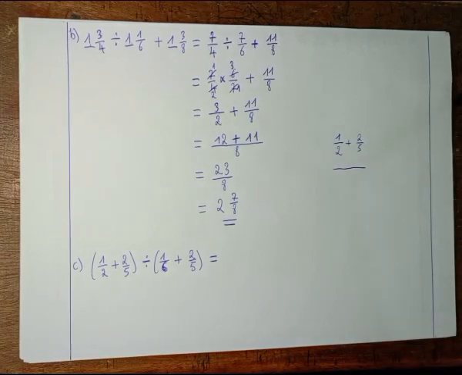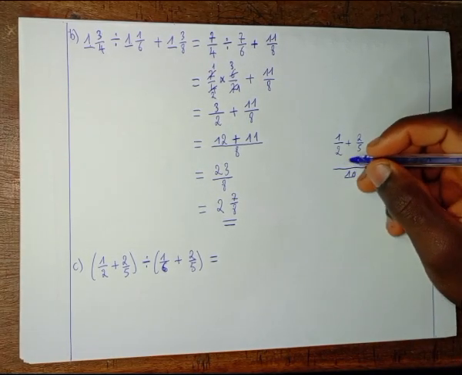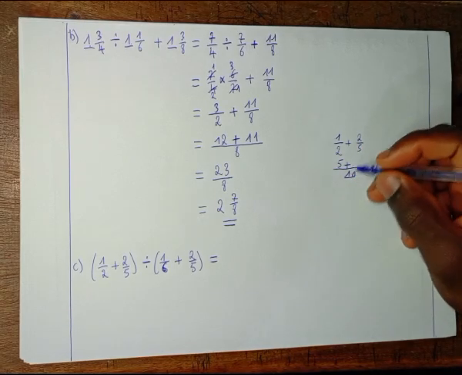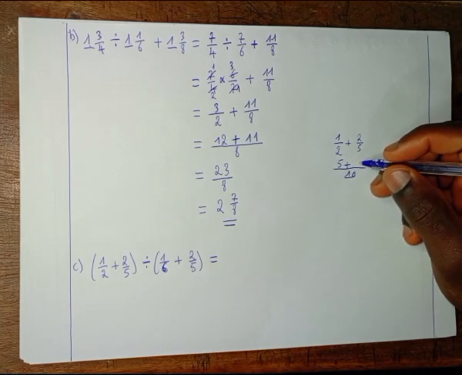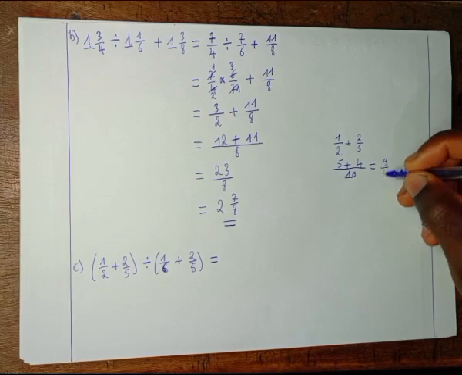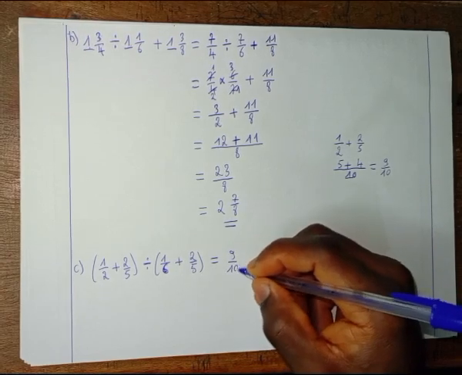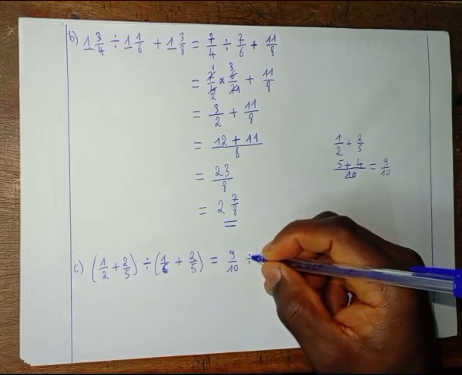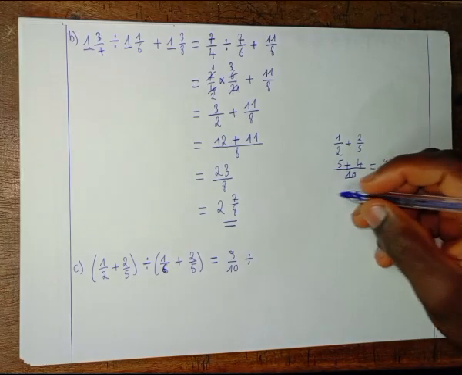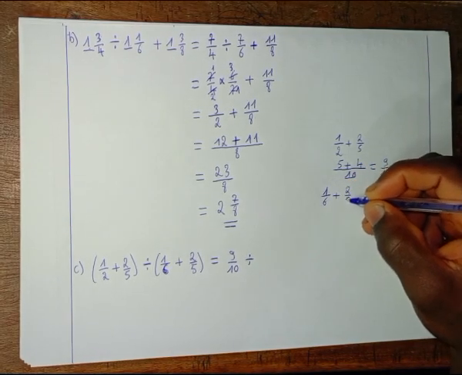We need the LCM of 2 and 5. The LCM is simply 10. 10 divided by 2 gives us 5. 5 times 1, 5, plus 10 divided by 5 gives us 2. 2 times 2, 4. This will simply be equal to 9 over 10. For the first bracket, we have 9 over 10. We put the division sign. We need to simplify what we have in the second bracket. We have 1 over 6 plus 2 over 5.